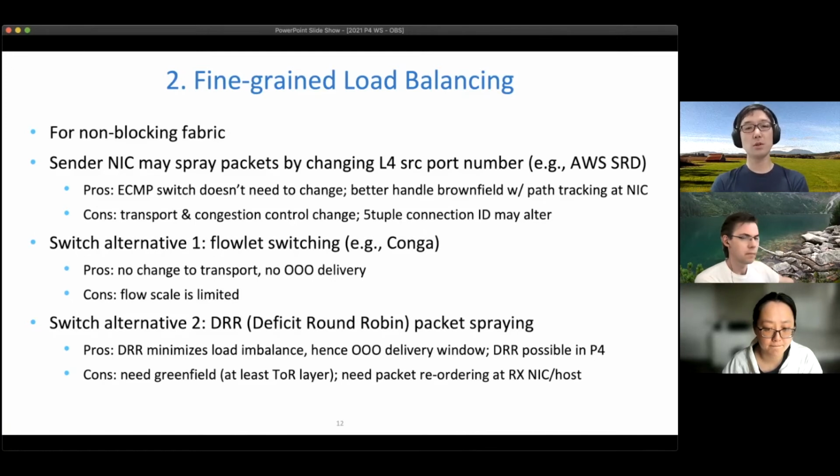Another alternative we can think about at the switch side is either flowlet switching, like CONGA, or per-packet spraying, where something like deficit round robin can be easily implemented in P4 to minimize the load imbalance and consequently minimize the out-of-order delivery window. It has pros and cons. For the sake of time, I'm not going into the details, but I'll be happy to talk about it in the Q&A.